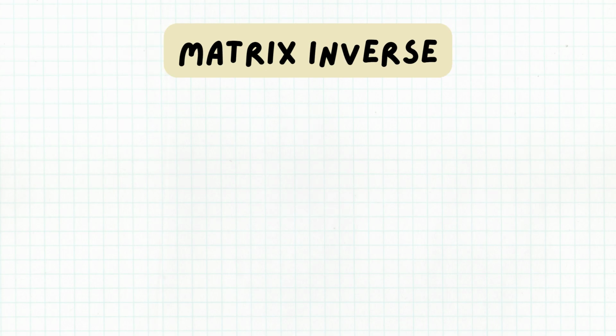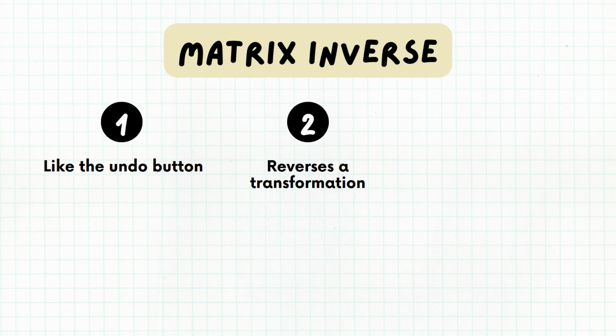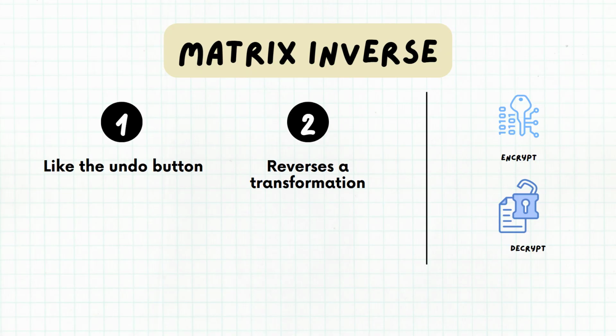Next, let's talk about inverse. The inverse of a matrix is like the undo button. If multiplying by a matrix is like applying a filter or transformation, the inverse reverses it. As an analogy, let's imagine encrypting a message with a secret code, which is applying a matrix. The inverse is what lets you decrypt it and get the original form back. In real world AI, inverse matrices help when solving systems of equations like finding the best fit line.